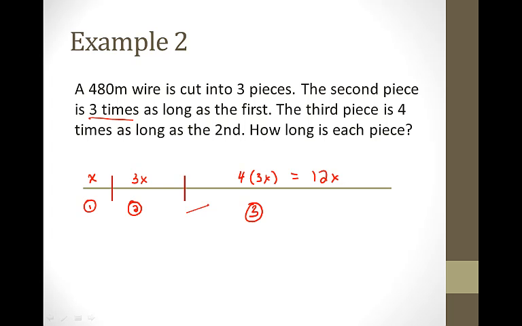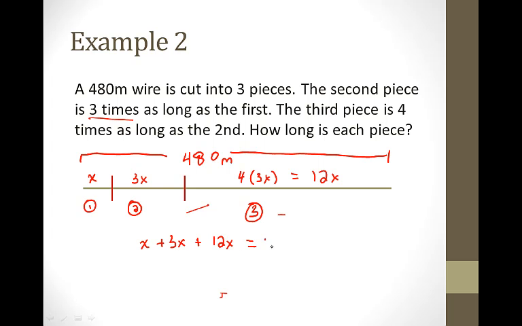And what else do we know? The total, right? The whole piece is 480 meters long. So I think we've got something now. We know that when we add up piece 1 plus piece 2 plus piece 3, we better get 480 meters. So piece 1 is represented by x, piece 2 by 3x, and then piece 3 is 12x. And this needs to be 480.